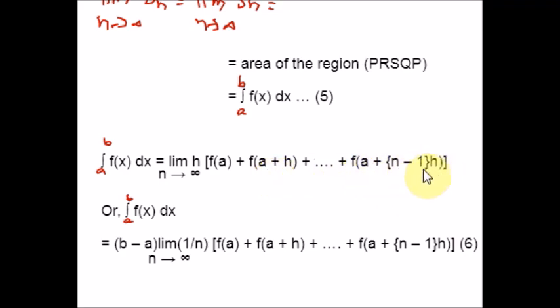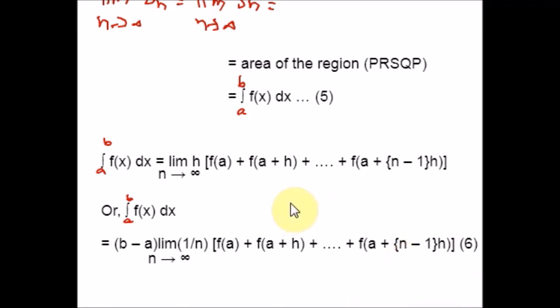Or the same thing, the integral over a to b of f of x dx can be written as b minus a, taking b minus a as a common factor outside, and limit n tends to infinity 1 over n, and this would be the same. So let this be equation number 6, where h is equal to b minus a over n. Hope you remember that we initially found, as n tends to infinity, h tends to 0.